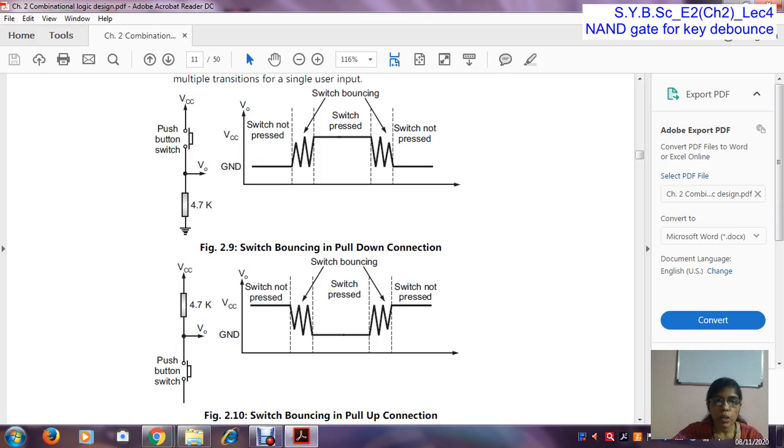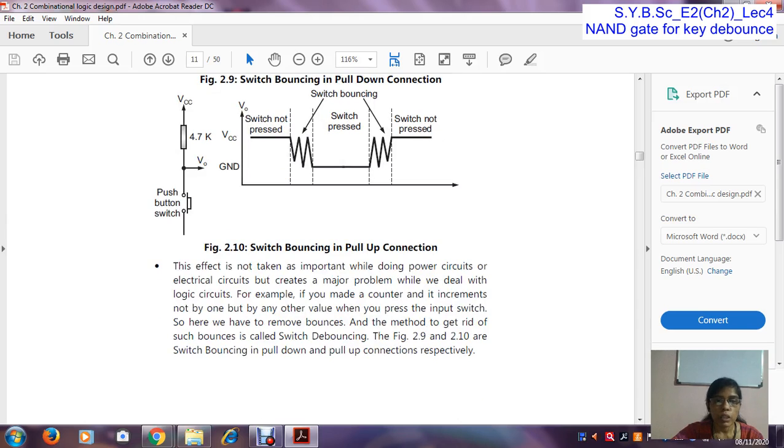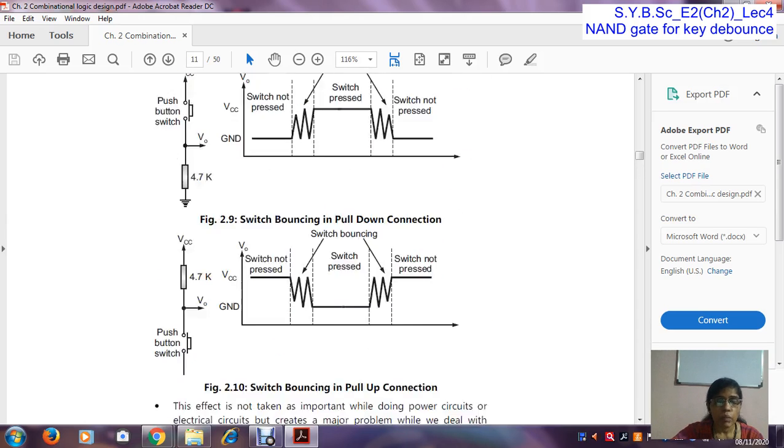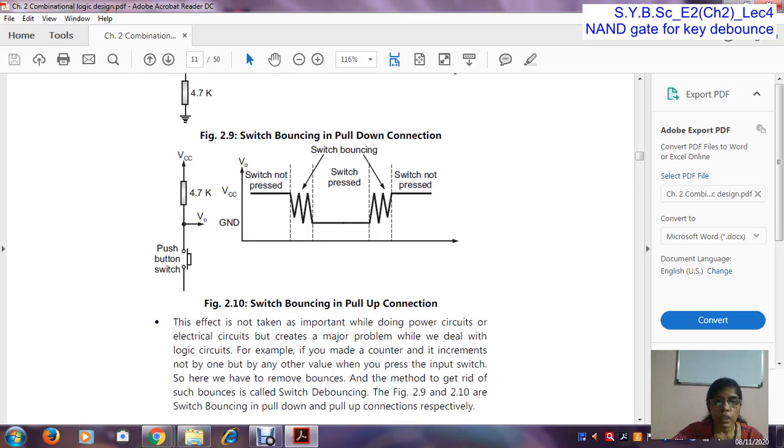So this is the pull down connection, and this is the pull up connection. Now, okay. So this effect is not taken as important while doing power circuit or electrical circuit, but they create a major problem while we deal with logic circuits.